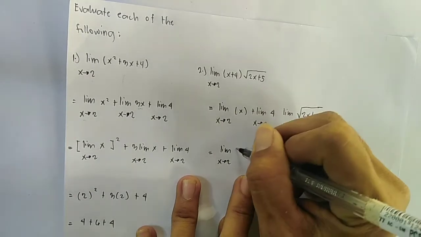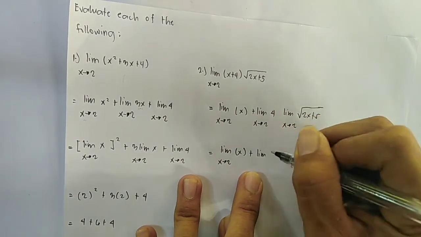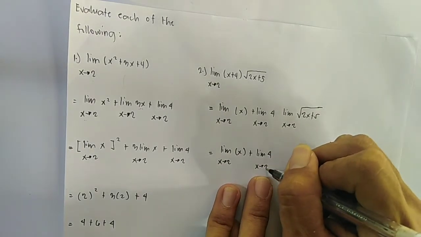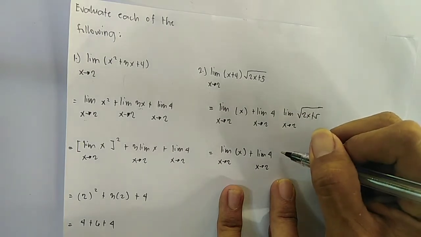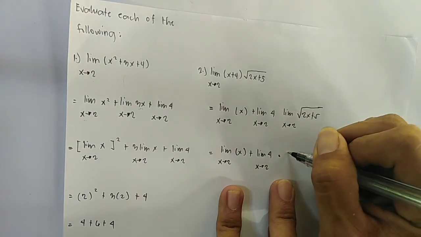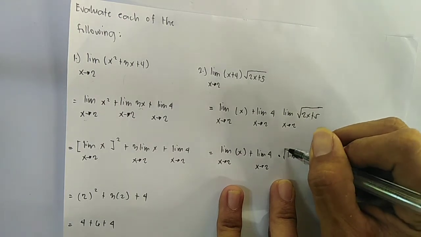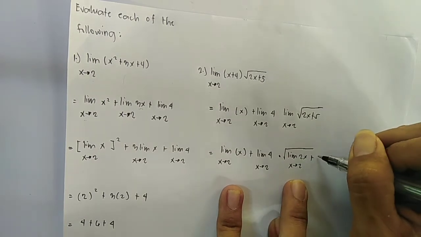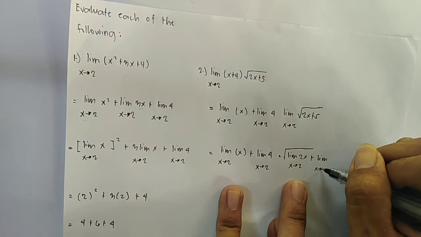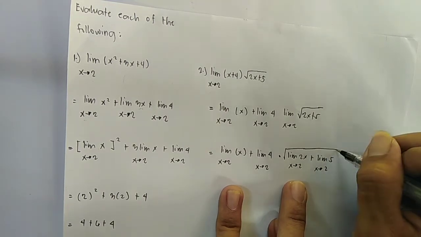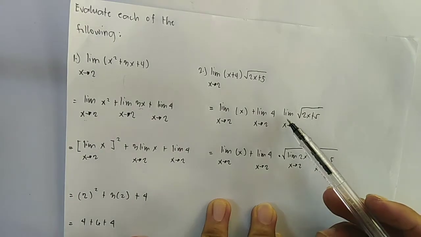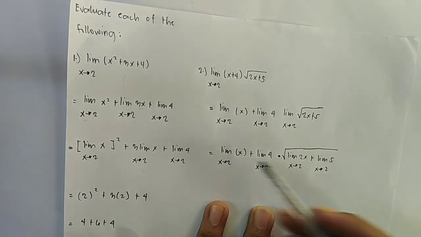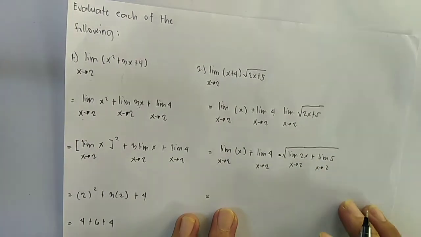So rewrite: the limit of x plus the limit of 4x as x approaches 2, then we have here times the limit of the square root of the limit of 2x as x approaches 2 plus the limit of the constant 5. Okay, that's it. So we just simply distribute. This symbol stands for multiplication, so you are going to multiply the expression here with the expression here. So now let us continue.